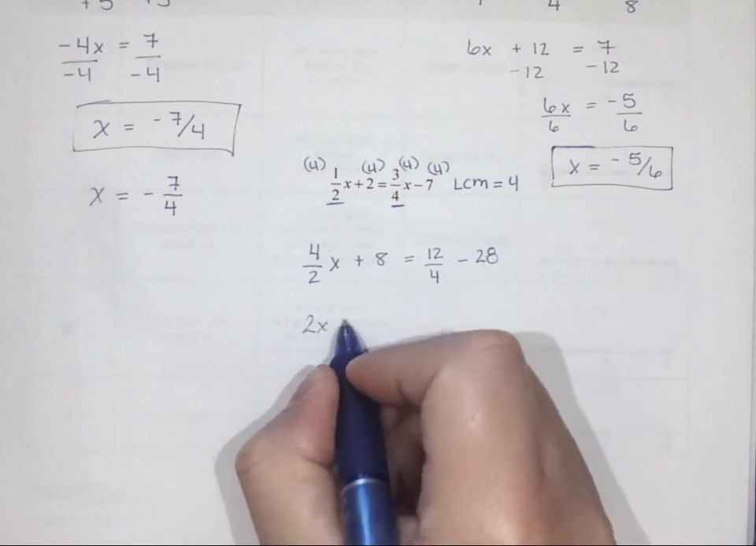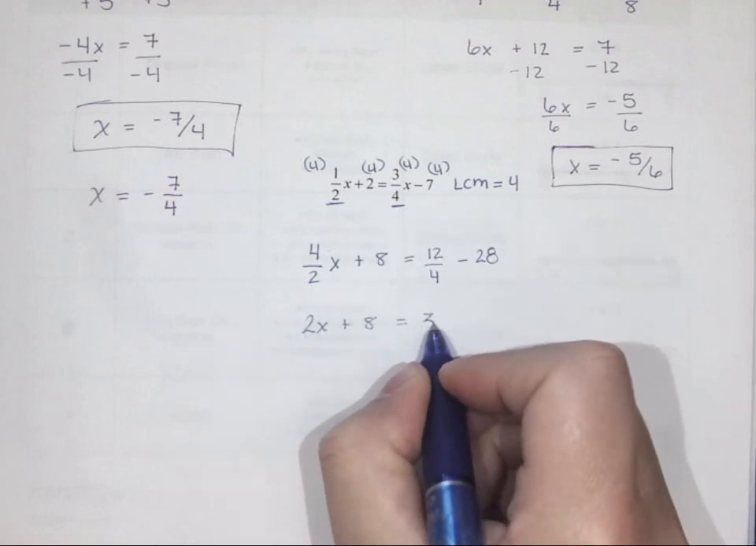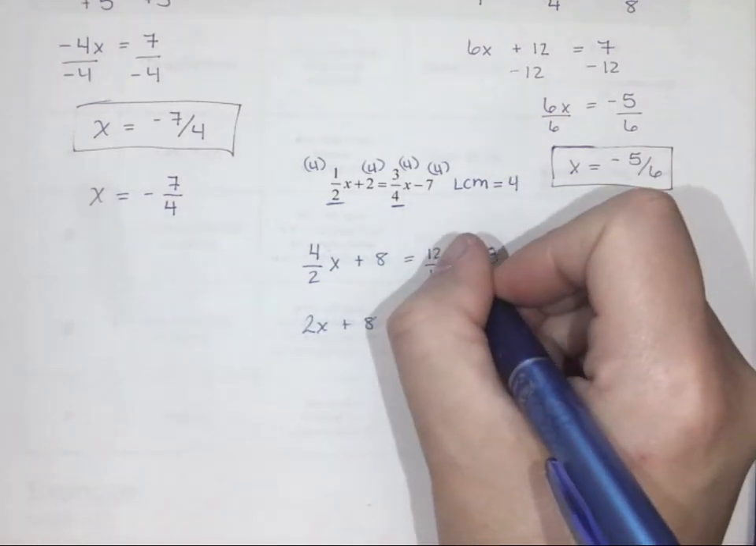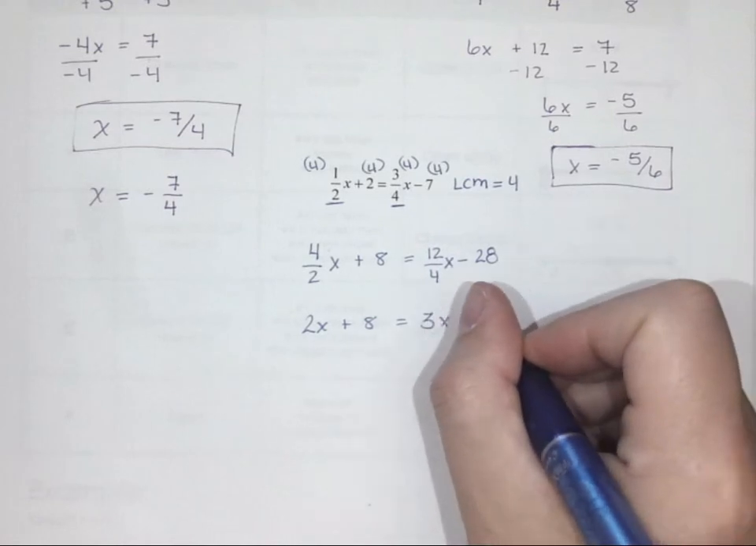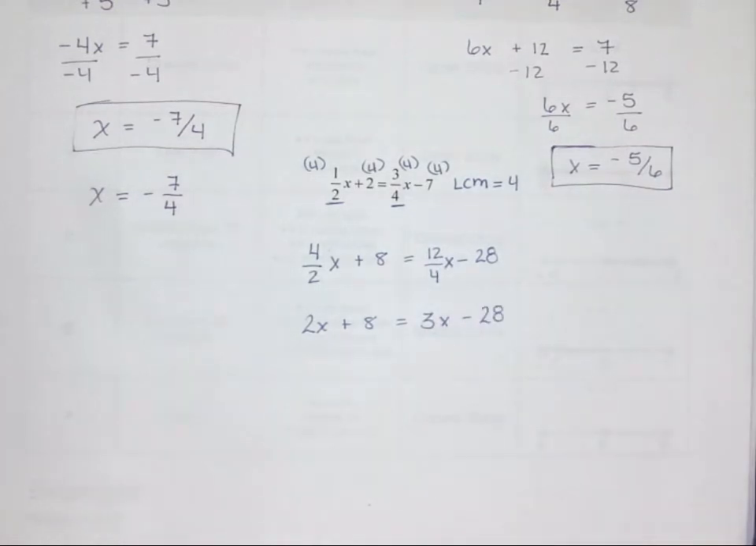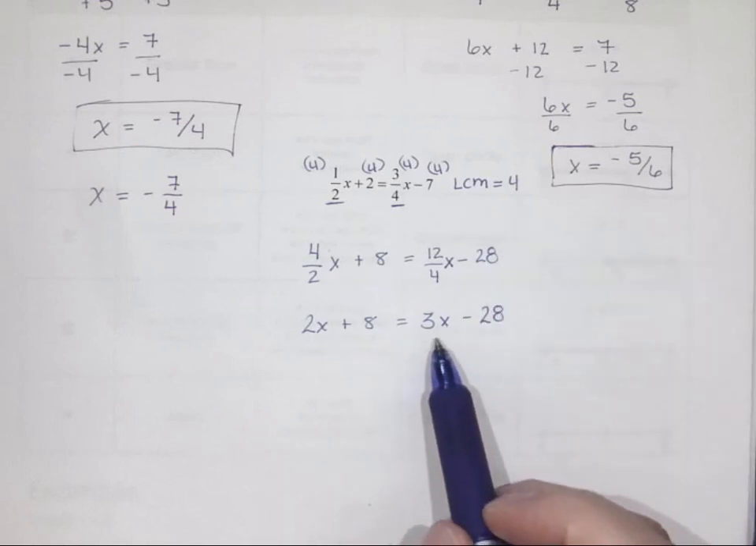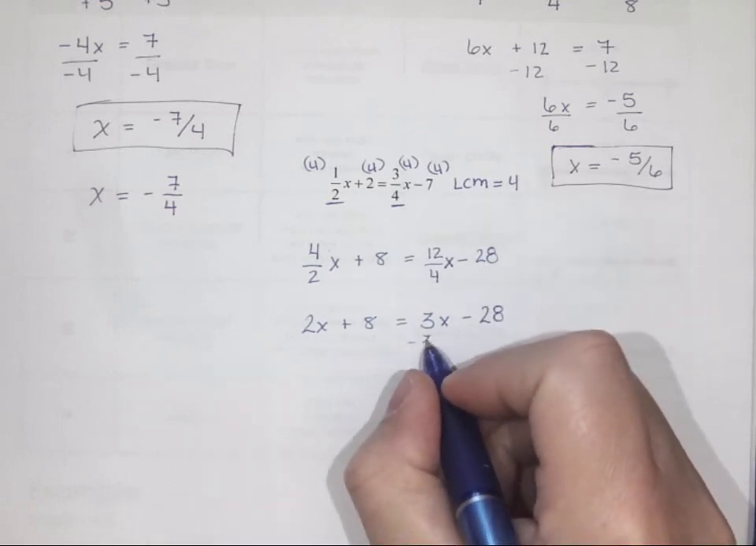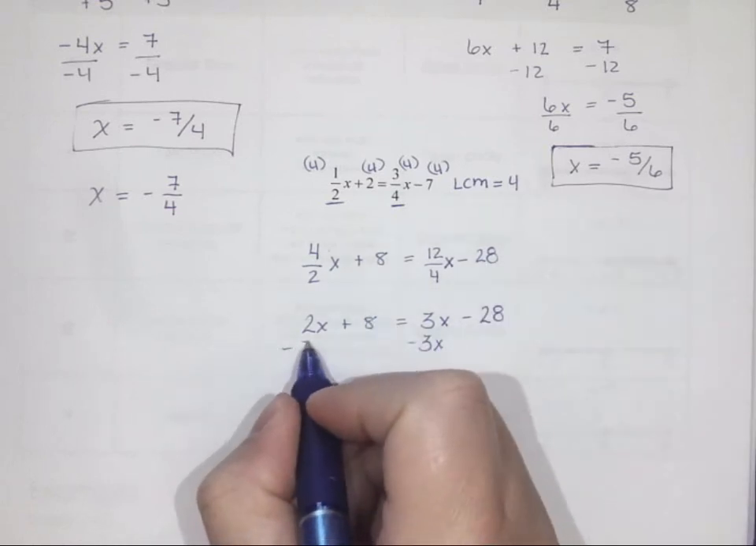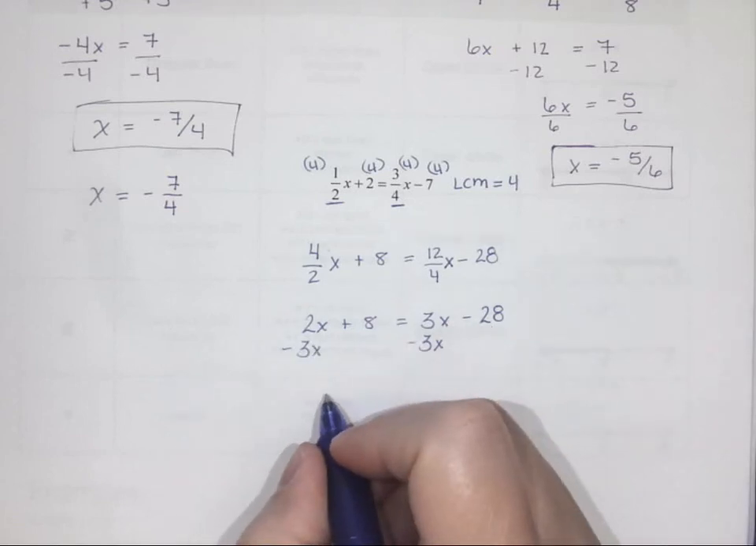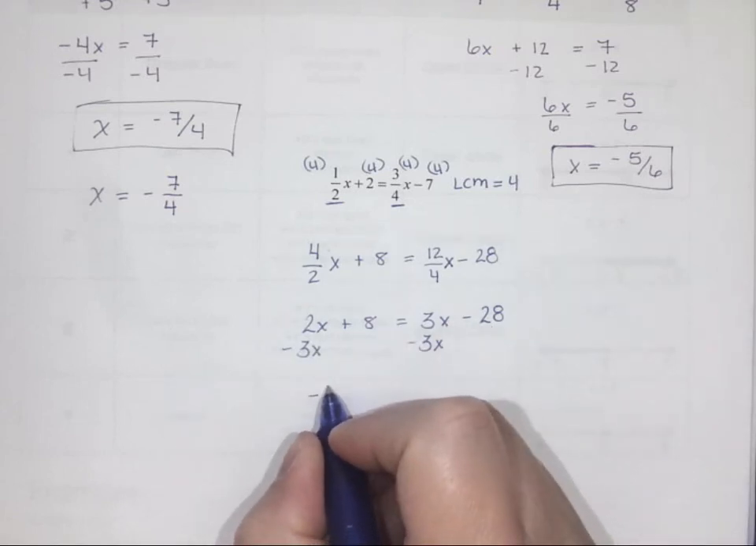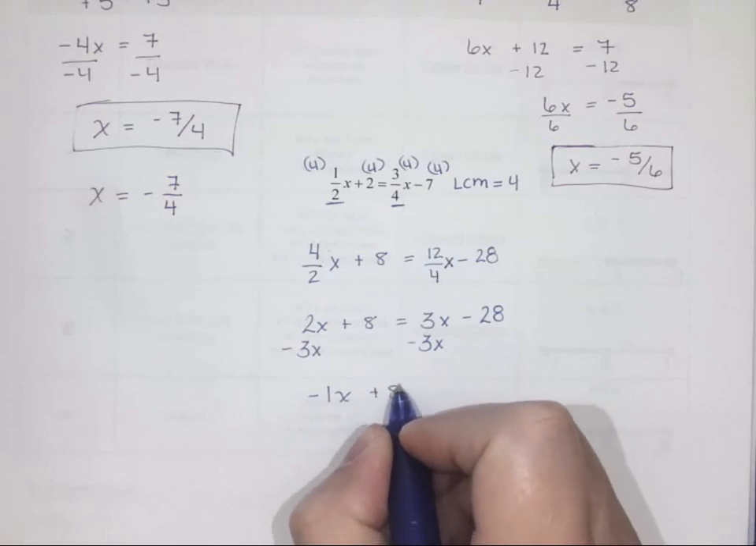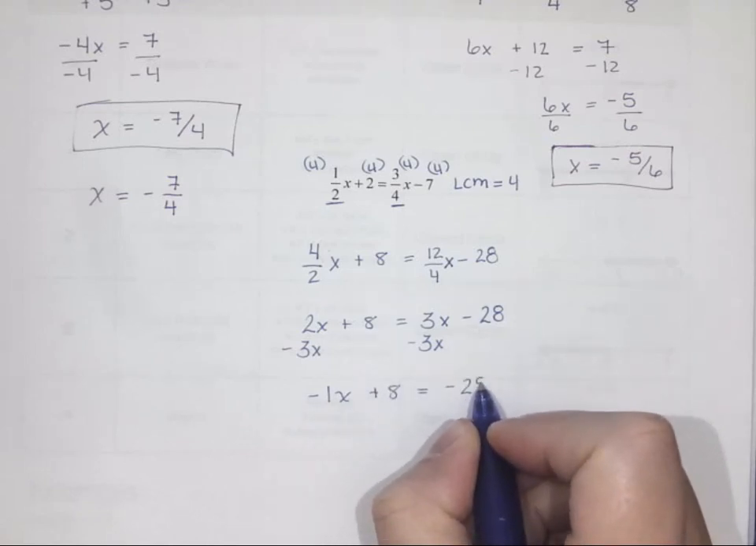So I've got 2x plus 8 equals, oh, I lost an x. There should be an x there. 3x minus 28. Okay, so this is a three-step equation. Again, no big deal. We've already done those. So it's nice, like once they're done, they're easy to do. So I'm going to bring my 3x, sorry, to the left-hand side. So minus 3x from both sides. So I'm going to be left with a negative 1x plus 8 equals a negative 28.